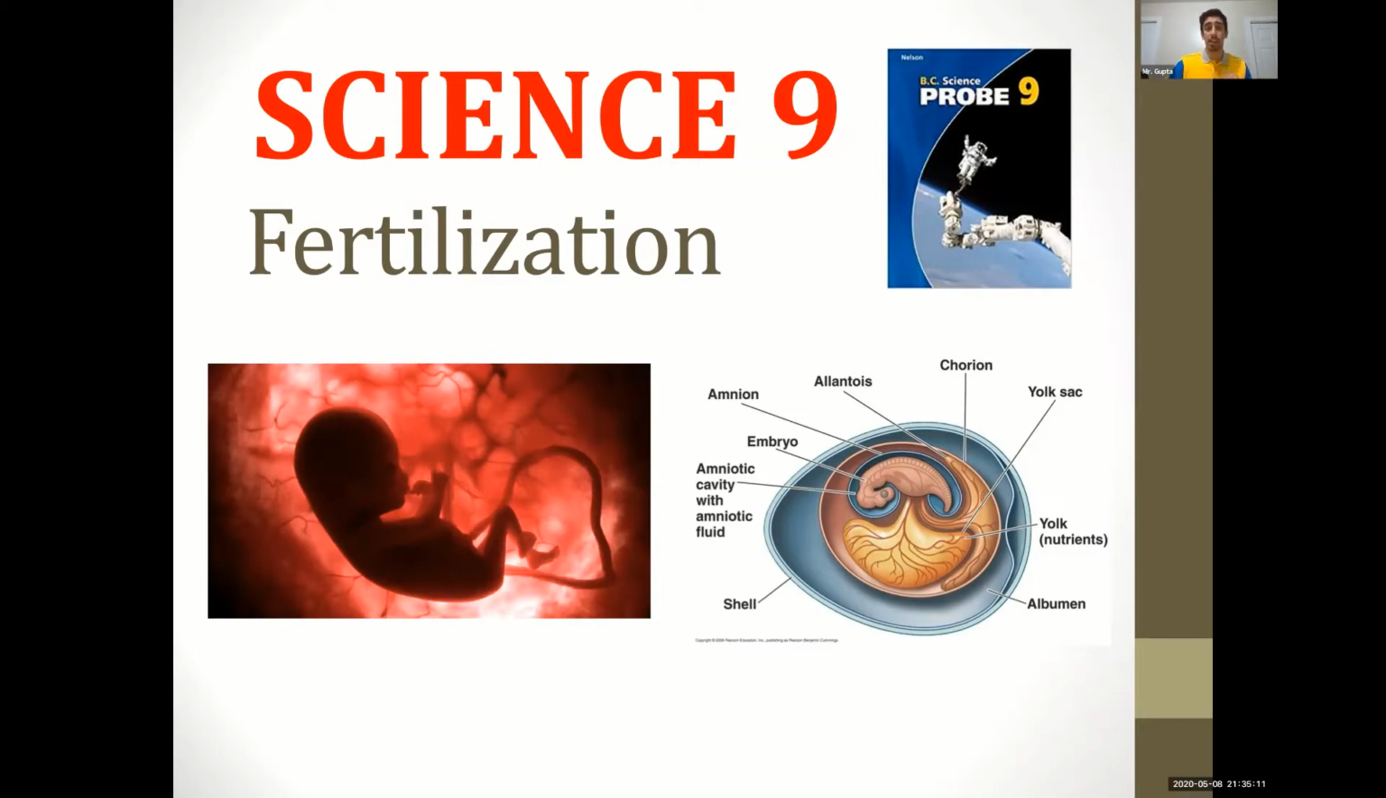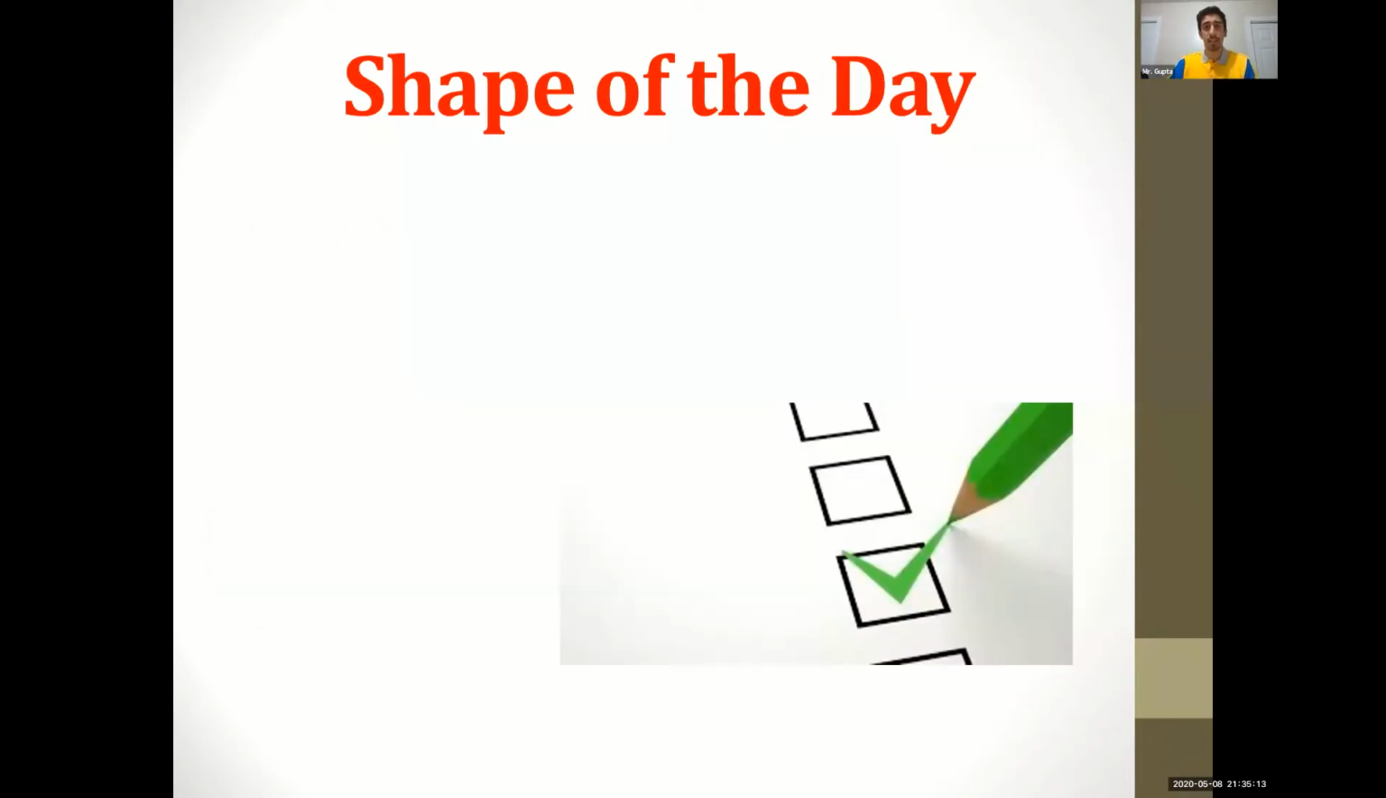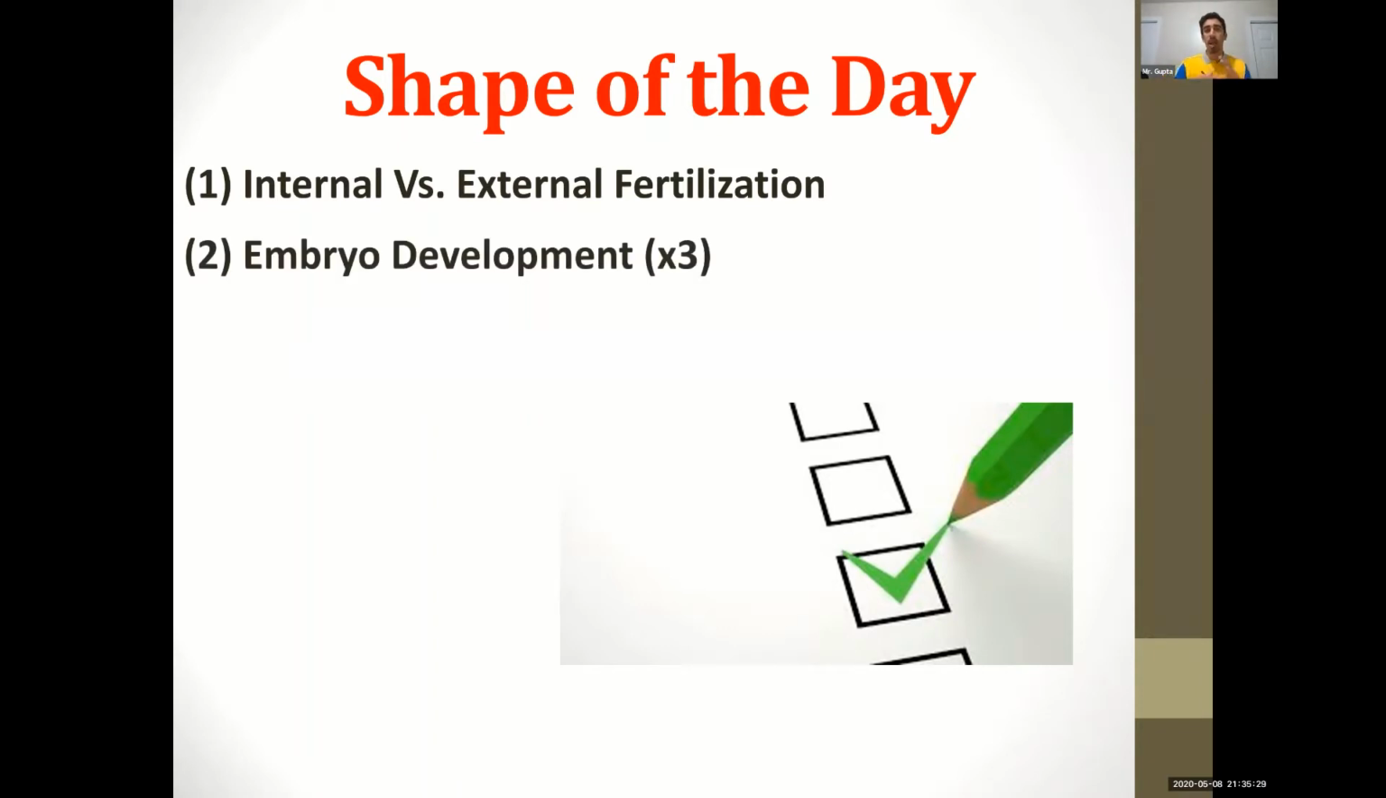So let's get right underway. We're going to start this lesson off with a discussion about the difference between internal and external fertilization. And this was covered in my previous video. So if you have not had a chance to see my previous video, definitely check it out. We're going to follow this discussion with a talk about embryo development. And there are three different ways or three different means of protecting the embryo, and we're going to break down each way a little later in the lesson.